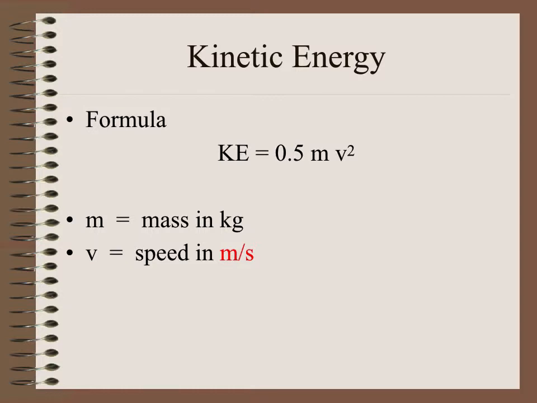Notice that the speed is in meters per second, and that's in red, because that's important. In everyday life, we usually don't have speed in meters per second. It's given in things like miles per hour. If we don't have speed in our basic units of meters and seconds, we will not get joules out for our unit. The answer will not be correct.